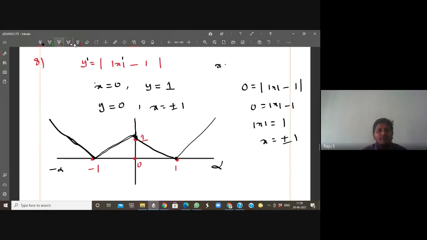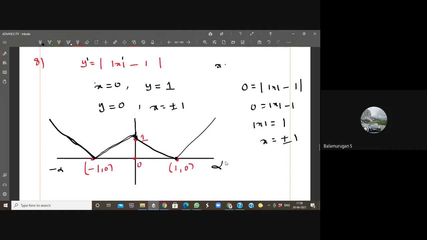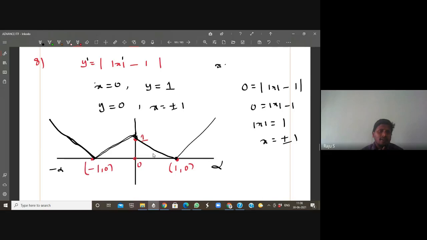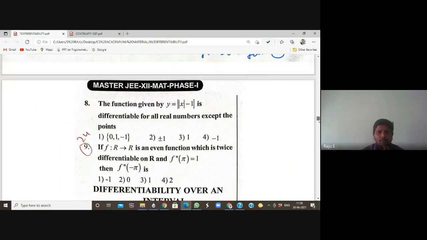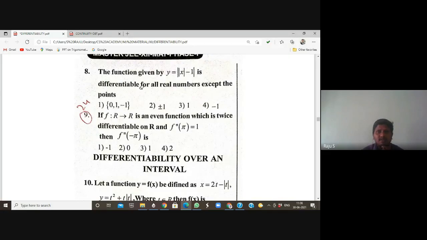Now, can you tell me for what value of x it will not be differentiable? 1 and minus 1, that's all. Don't consider that y value 1; they are asking only about x values. At minus 1 we are getting a sharp corner, and at plus 1 we are getting a sharp corner. At these sharp corners the function is not differentiable. It is differentiable at every point other than these.